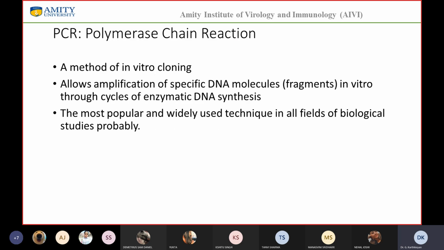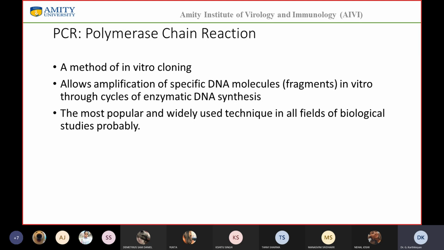Okay, so what is polymerase chain reaction? I'm sure all of you have had exposure to polymerase chain reaction from your senior school. It is a method of in vitro cloning, right? What we are trying to do is to clone a single piece of DNA into X number of copies. We will know what this X number is a little later. It basically allows for amplification of specific DNA molecules in vitro through cycles of enzymatic DNA synthesis.